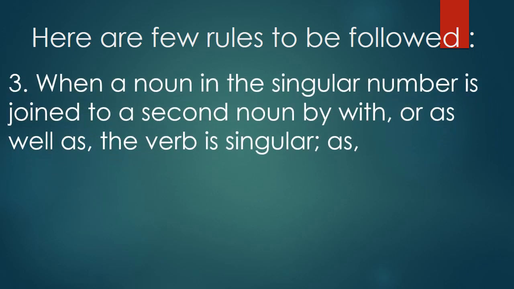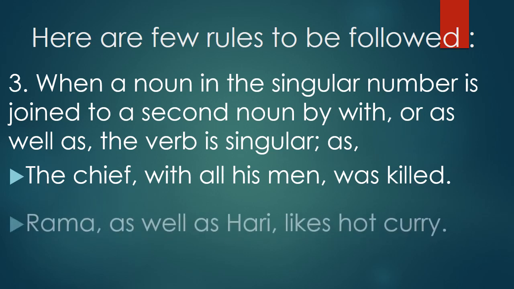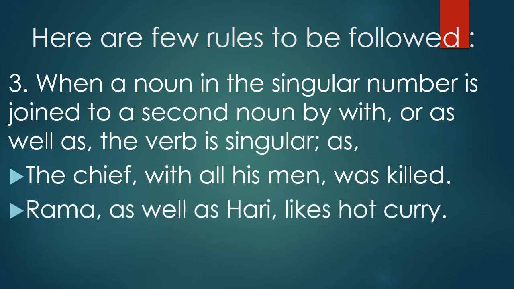Number 3. When a noun in the singular number is joined to a second noun by, with, or as well as, the verb is singular. For example, the chief with all his men was killed. Doesn't matter if we have the second noun in plural or singular, but we'll look for the first noun. If it is singular, we will use singular form of the verb. Next, Rama as well as Hari likes hot curry.